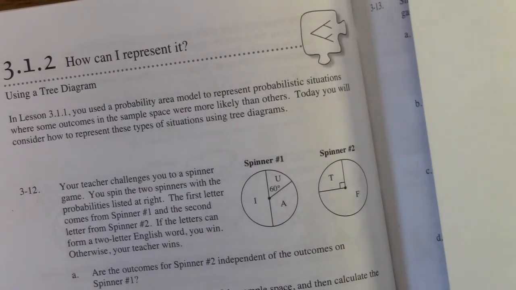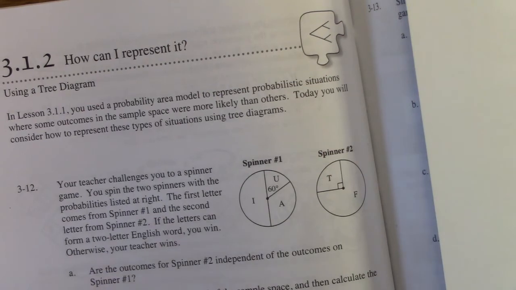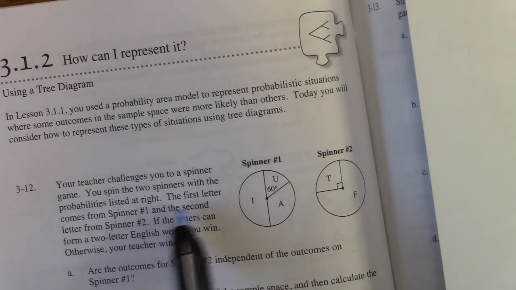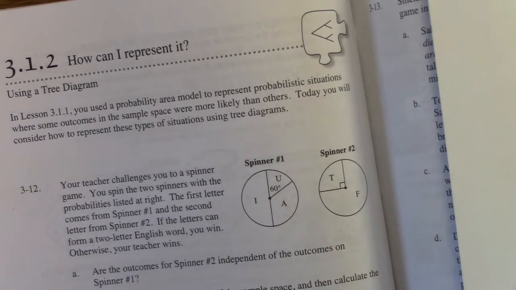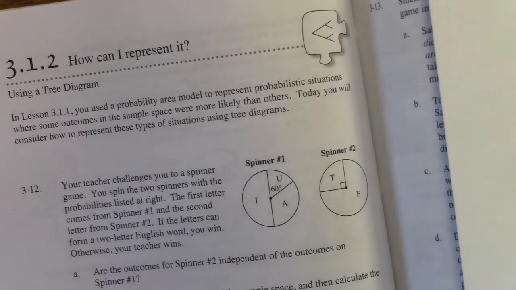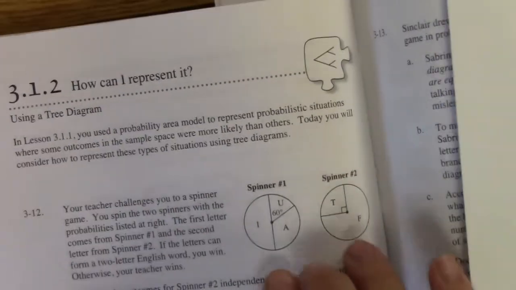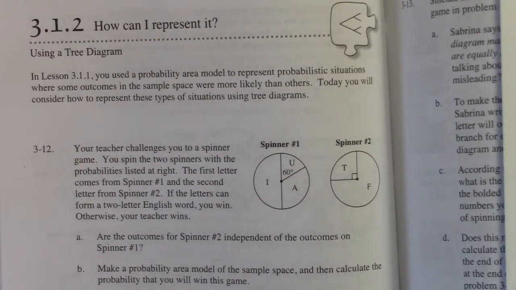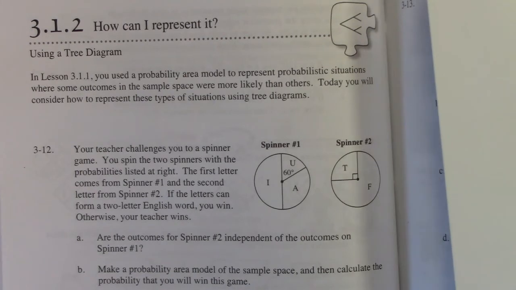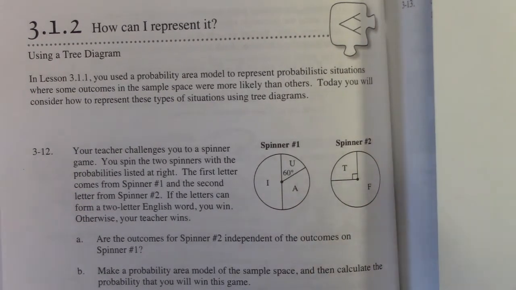When we start off in 3.1.2, it tells us that our teacher challenges you to a spinner game. You spin two spinners with the probabilities listed at right. The first letter comes from spinner 1, this is spinner 1, and the second letter from spinner 2. If the letters can form a two-letter English word, you win. Otherwise, your teacher wins. So we have two separate spinners right here.